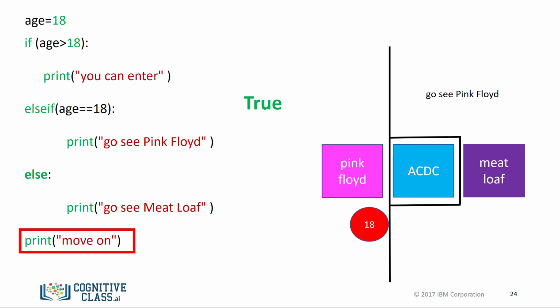If the variable age was 17, the statement "Go see Meatloaf" would print. Similarly, if the age was greater than 18, the statement "You can enter" would print. Check the labs for more examples.